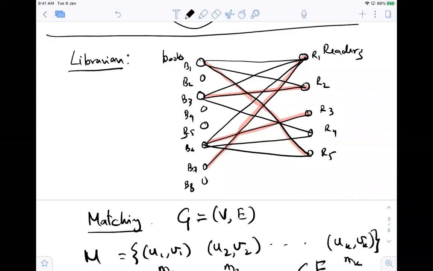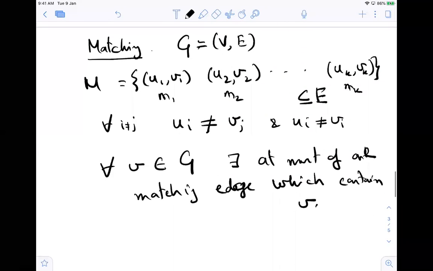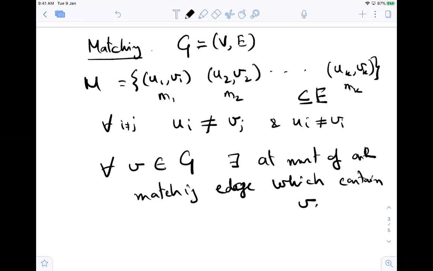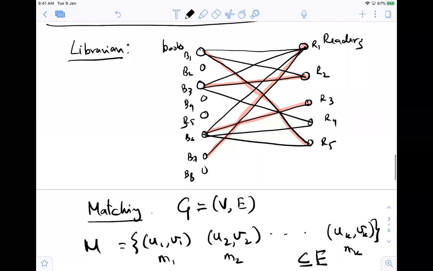Now, matching is a very, very important thing, particularly in computer science, of course, but also in applications. Unbelievable thing. So for example, you have kidney donors and kidney recipients. Who would get what? Of course, not everybody's kidney is perfect for the other person.